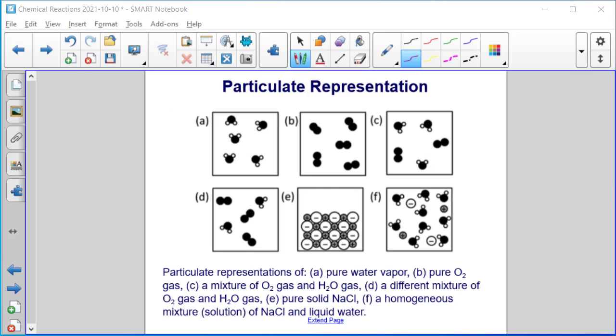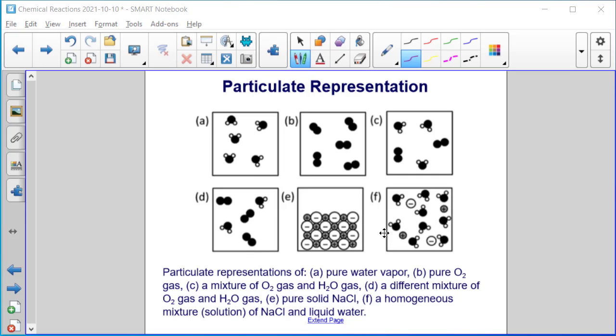Okay, so here are some visual representations of how we might see particulates in class. So in this first one, this is a particulate representation of pure water vapor. It's a gas, right? We can see because the molecules are spread out, don't have much attraction for each other. And you can see the big oxygen in the middle and 2 hydrogens on either side. In B, this is pure oxygen gas, so O2, you can see those O2 molecules.